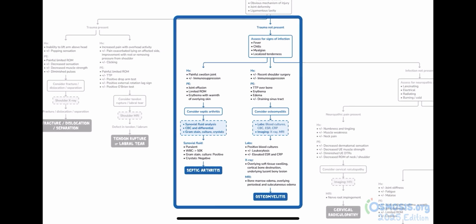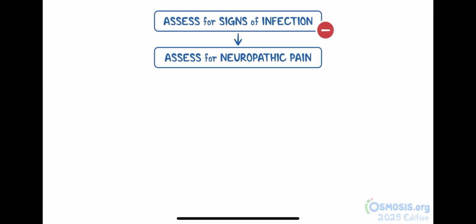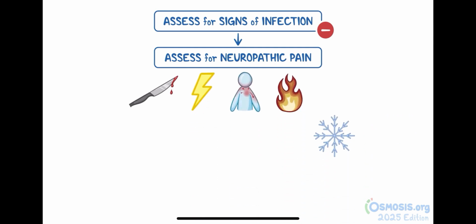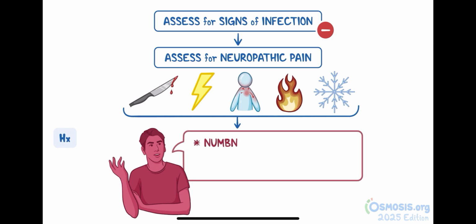On the other hand, if there are no signs of infection, assess for neuropathic pain. This type of pain is lancinating, electrical, radiating, burning, or cold in nature. With neuropathic pain, the patient might report a history of numbness and tingling in their arms, muscle weakness, or neck pain.